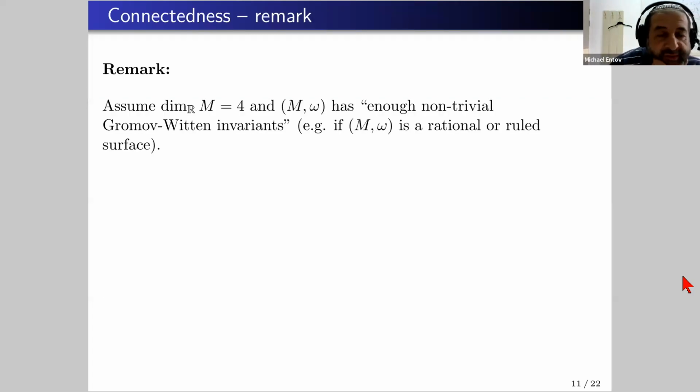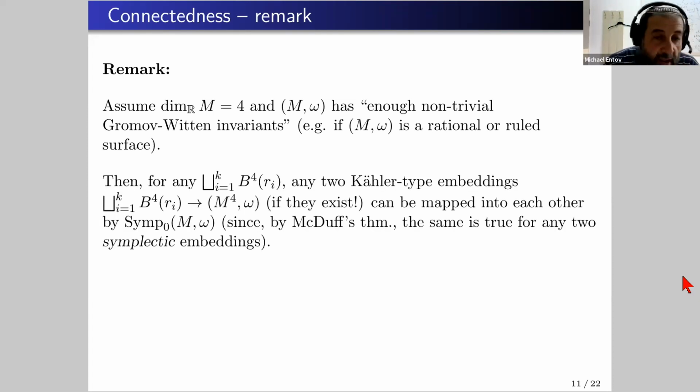Assume we're in dimension 4 and we are in the setting of McDuff's theorem, namely our M is, for instance, a rational surface, with enough non-trivial Gromov-Witten invariants. Then for any collection of balls, any two Kähler-type embeddings of this collection, if they exist, can be mapped into each other by a symplectomorphism. Any two symplectic embeddings of this collection can be mapped into each other by a symplectomorphism, by McDuff. So in particular, any two Kähler-type ones can be mapped into each other by a symplectomorphism.